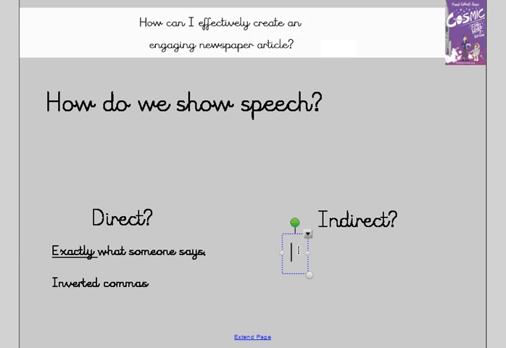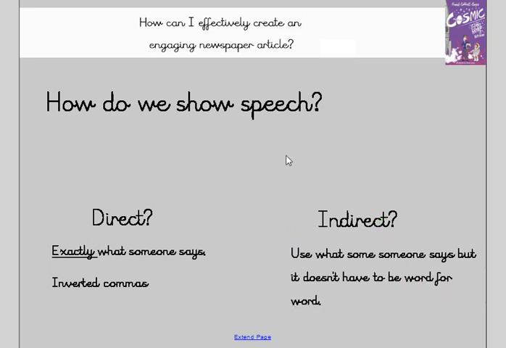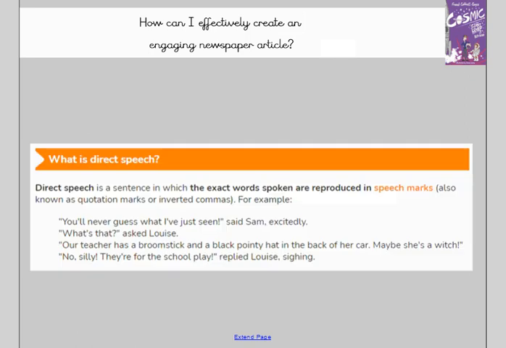Indirect speech is where we use what someone says, but it doesn't have to be word for word. So it doesn't have to be exactly what they say. It just gives us an idea of what they've spoken about. And you don't use inverted commas for that. So let's have a look at some examples of that.